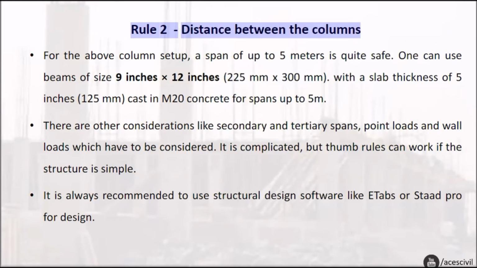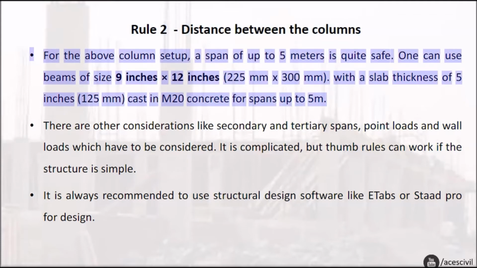Rule 2: Distance between the columns. For the above column setup, a span of up to 5 meters is quite safe. One can use beams of size 9 inches x 12 inches, 225 mm x 300 mm, with a slab thickness of 5 inches, 125 mm, cast in M20 concrete for spans up to 5 m.